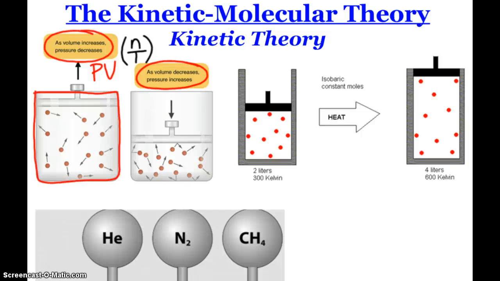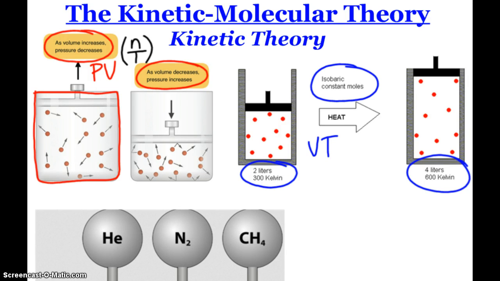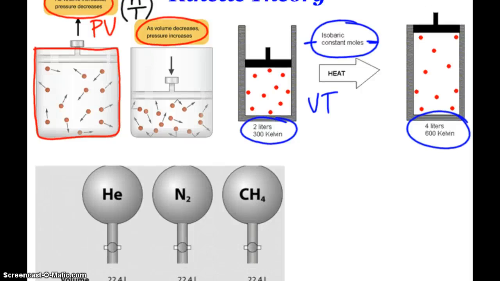So those two are constant while he was checking out the pressure-volume relationship. Over here, 2 liters of a gas at 300 Kelvin. If the temperature goes up to 600 Kelvin, we have 4 liters of gas. So there we're looking at a volume-temperature relationship. That's Mr. Charles. And you'll notice here, isobaric and constant moles. So constant amount, and isobaric means the same pressure, like an isobaric chamber.